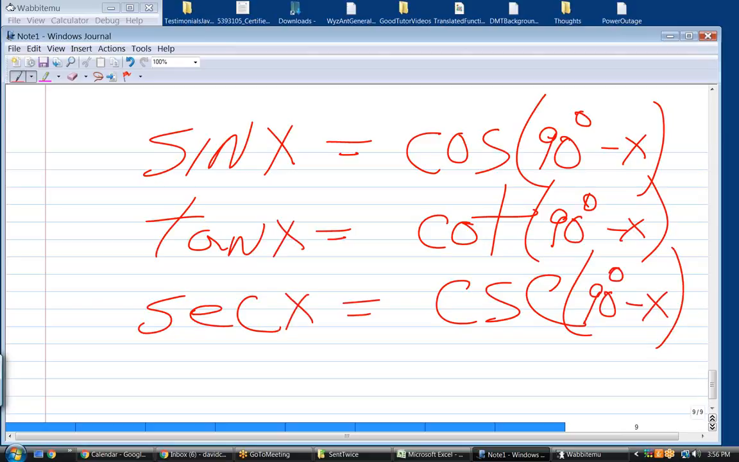I suspect they haven't really got to cofunctions yet in your class, but the only reason I mention it is because of that word co, it's easy to get confused with the reciprocal relationships, especially when I say the reciprocal has exactly one co in it. Well, so do these. So it's easy to get mixed up. And these also work in reverse. In other words, the cosine of x is also equal to the sine of 90 minus x, no matter x.